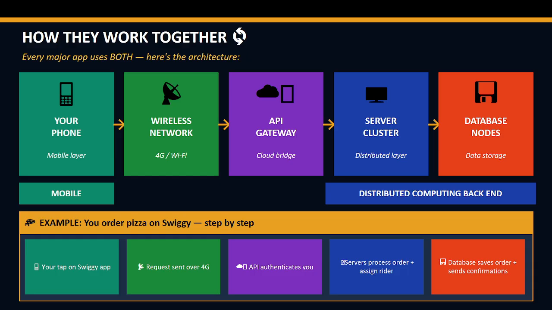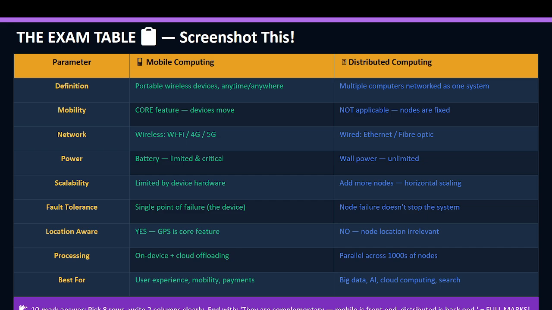Mobile on your side, distributed on Swiggy's side. That's modern architecture. Screenshot the slide right now. This is your 10-mark answer template. Definition. Mobile, portable wireless device, anywhere. Distributed, multiple computers networked as one.